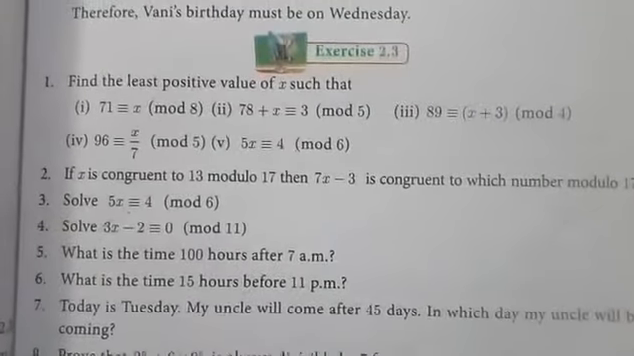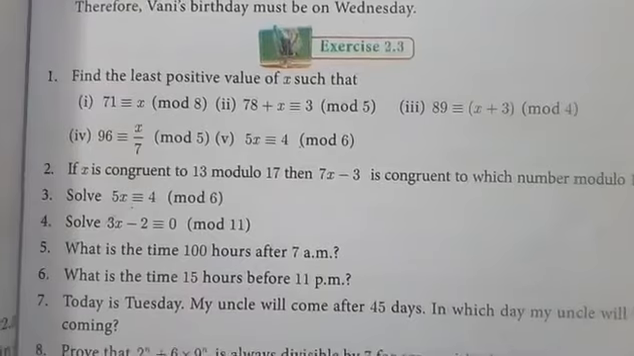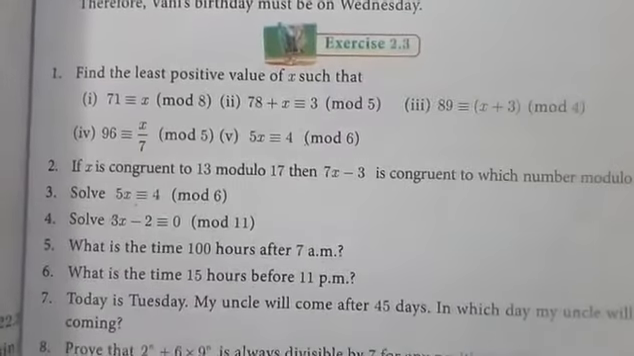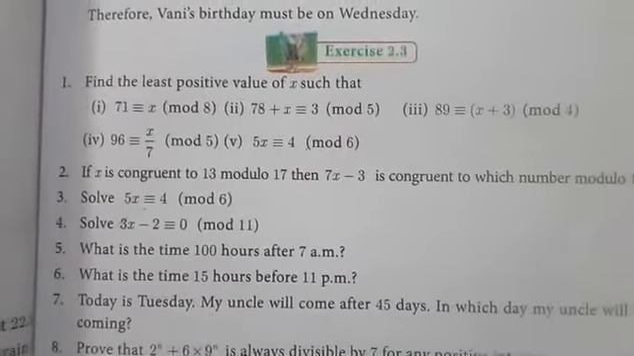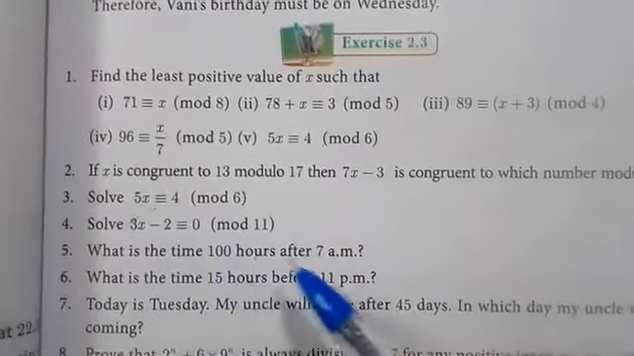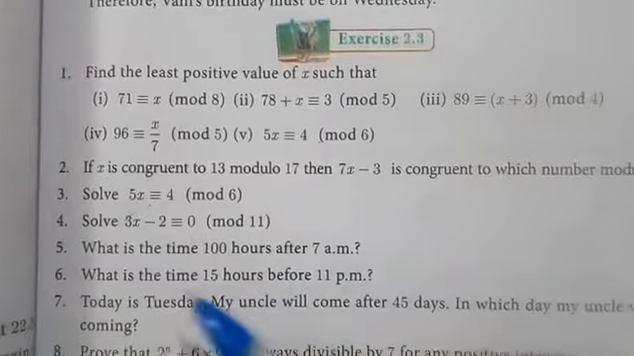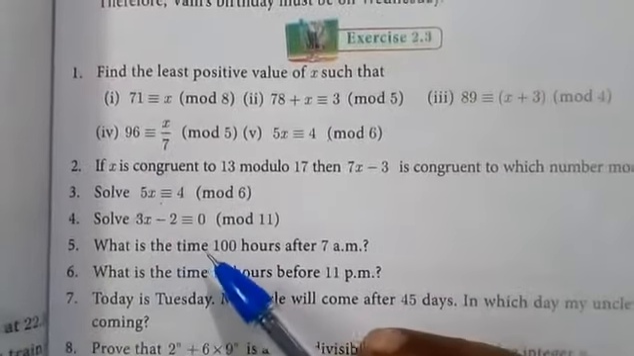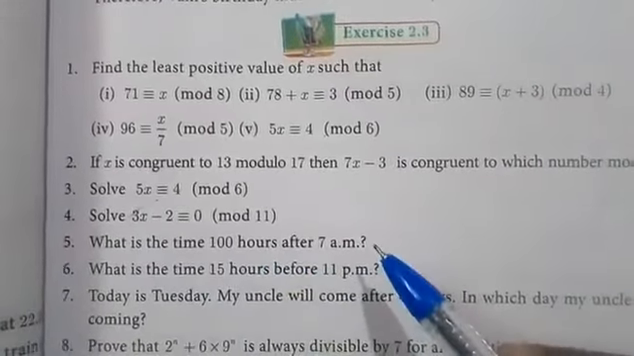In the previous video, you learned about exercise 2.3, first problem to fourth problem. Now, you have to listen to the fifth problem. What is the time 100 hours after 7 a.m.? Once again, what is the time 100 hours after 7 a.m.?